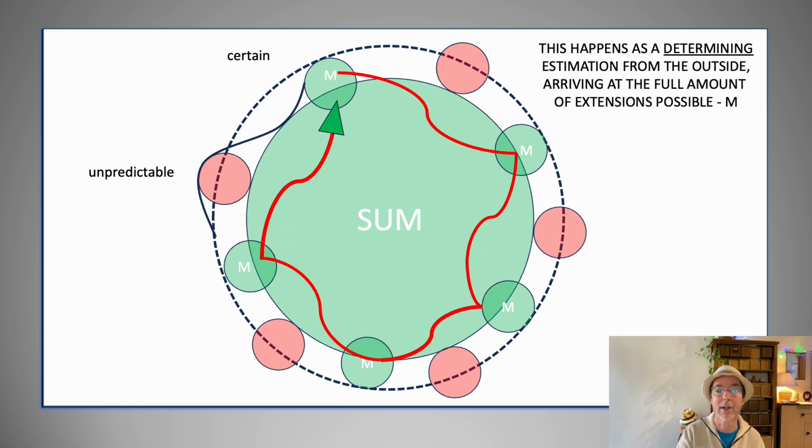So it happens as a determining estimation from the outside out, and then arriving at the full or most correct amount that I can estimate as possible. And I already gave you two kinds of estimation. How well I estimate is how well I also have a calculation which is more correct when I estimate it better and deal with more context as before.